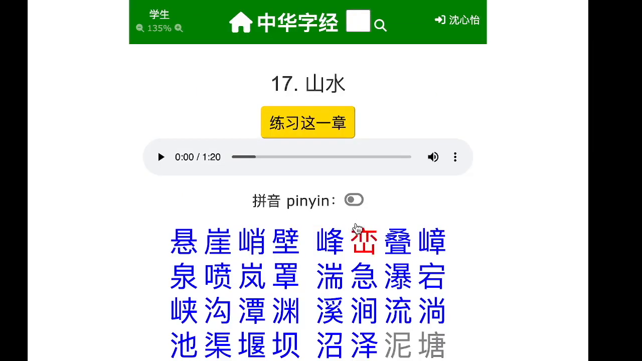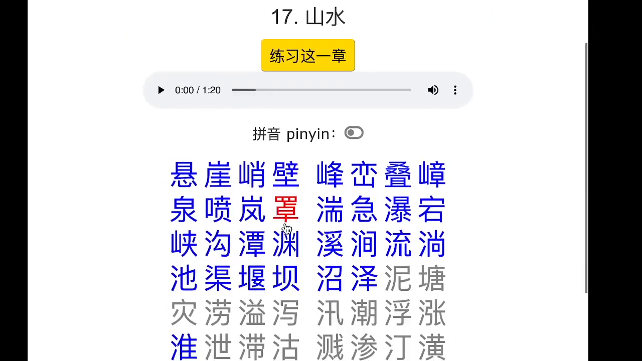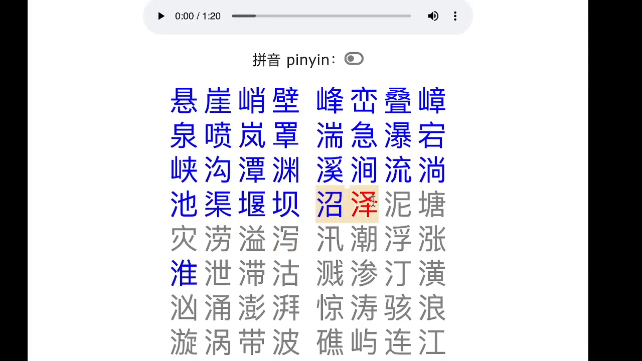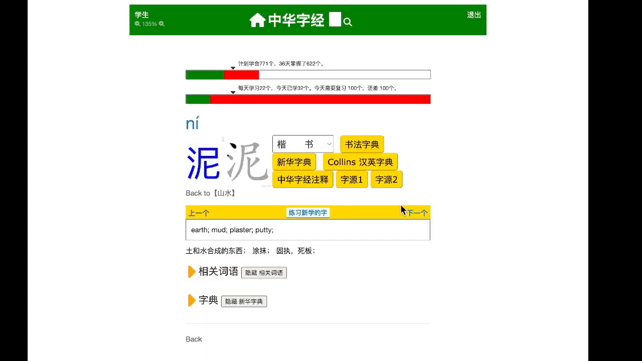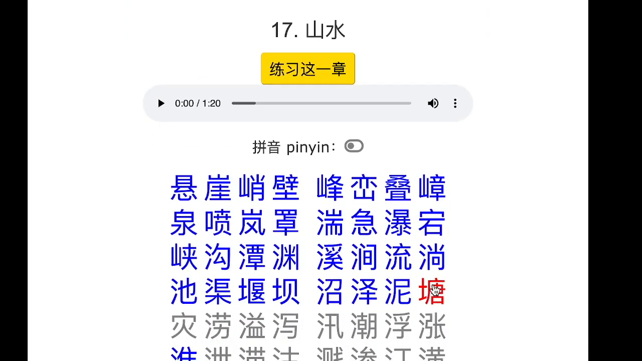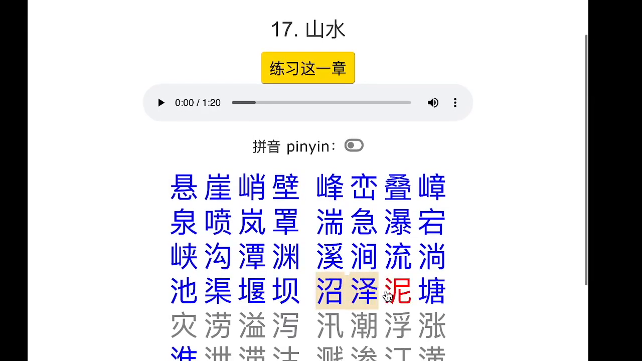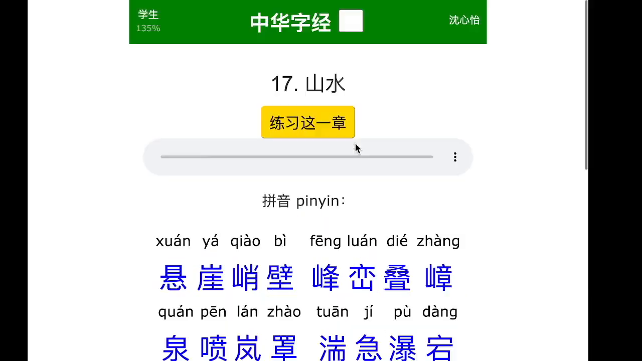If you put these two together, 沼泽 refers to a marsh. 泥 is earth, mud, plaster, or putty. And tang is a dike, embankment. It could also be a pool, pond, or pit. And if you put these two together, 泥塘 is a bog. So 沼泽 and 泥塘 are both types of wetlands.